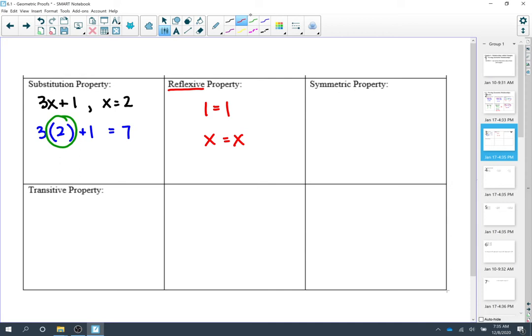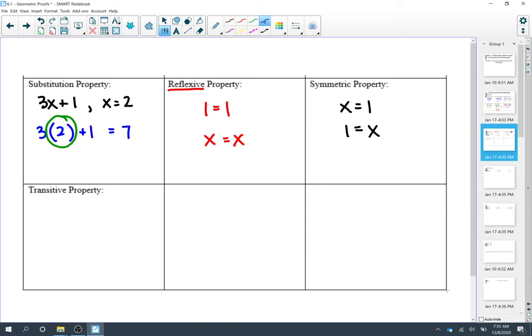Okay, symmetric property is if x equals 1, then 1 equals x. So if you can say it going this direction, you can also say it going this direction. It kind of flips.